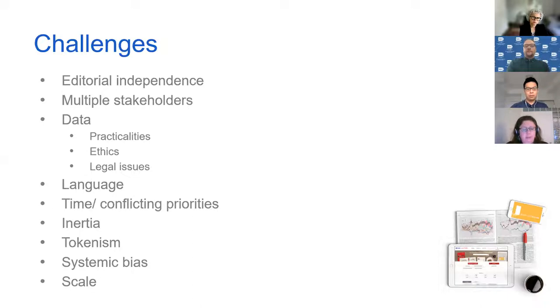Time and conflicting priorities. There are often many pressing demands on Sage journal publishing editors and on our external editors, and so that can make it difficult for them to carve out space and time to actively work in this area. But it's important to ensure that inertia doesn't kick in and we keep active in our efforts to improve the situation. It's also important to avoid tokenism or DEI being seen as a tick box exercise.